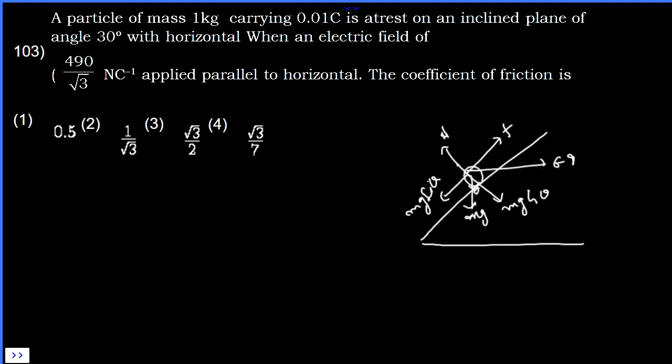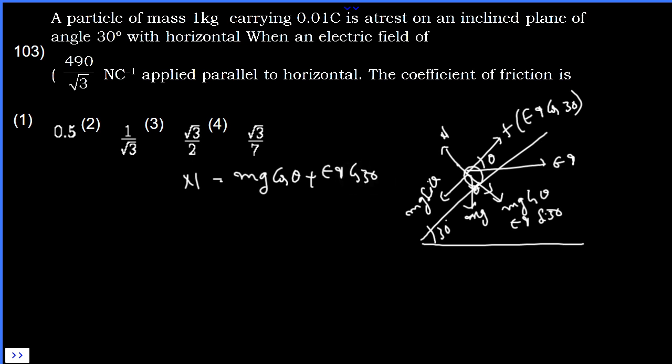EQ can be resolved again into components. It is making an angle theta with this. This is EQ cos 30. Theta is 30 degrees. Here the angle is 30. EQ cos 30. And this one is EQ sin 30. From the diagram we get normal reaction is equal to mg cos theta plus EQ cos theta. That is EQ cos 30. Here theta is 30 degrees.